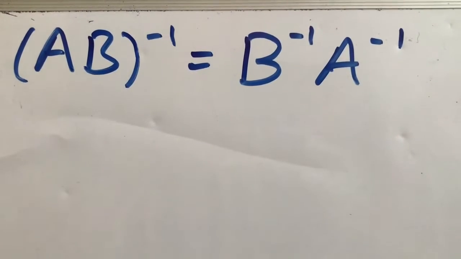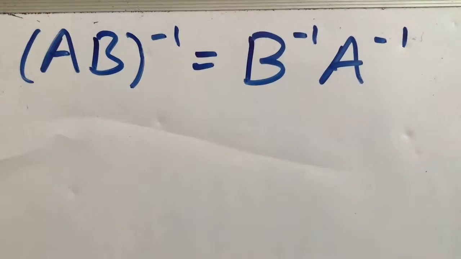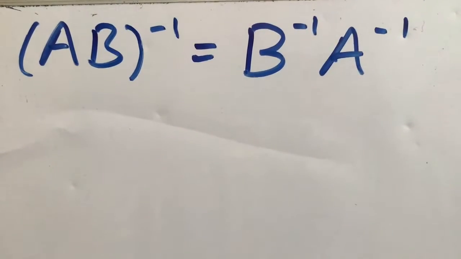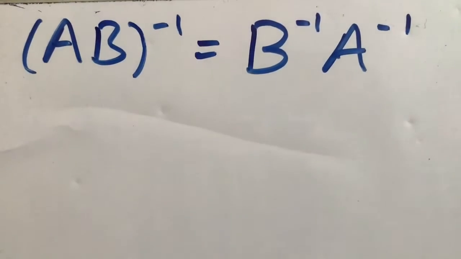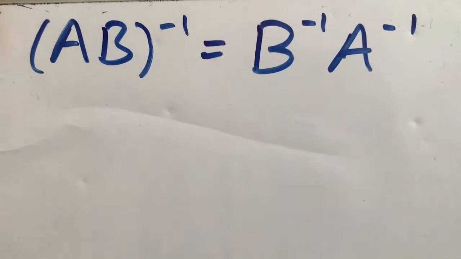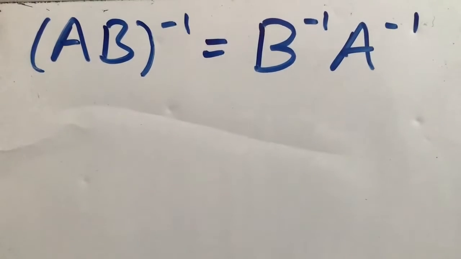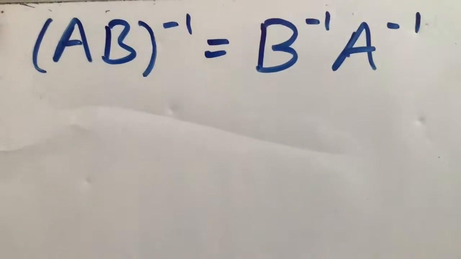So we want to prove that A multiplied by B, all inverted, is equal to B inverse multiplied by A inverse. Of course, we're only talking about square matrices A and B here for the inverse to be well defined, and we're going to prove this in the 2 by 2 case.